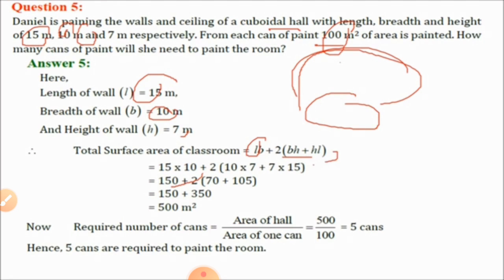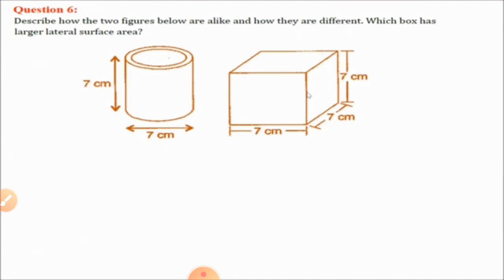Area of wall. The area of one can is 100. So how many cans are needed? 500 divided by 100 will give you 5 cans. So 5 cans are required to paint this one.